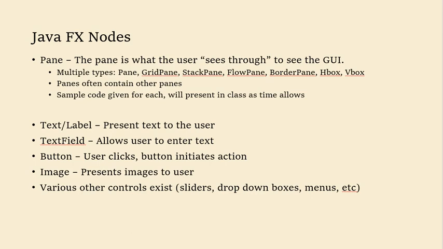The other nodes that you tend to have are text fields and labels. Text and labels are both text presented on the screen. A text field is actually a box where the user can enter text, and there's also something called a text area, which is a multi-line text field. Buttons that the user clicks to make things happen, images, other controls like sliders, menus, drop-down boxes, radio buttons, check boxes.